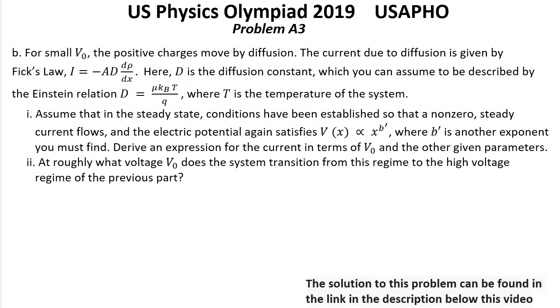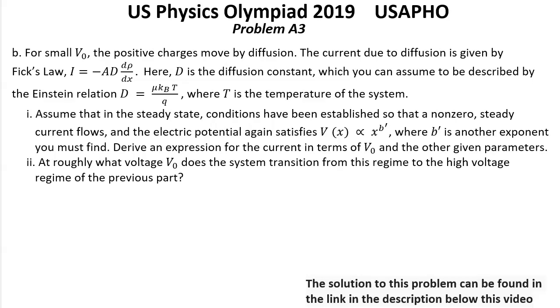Part B. For small V0, the positive charges move by diffusion. The current due to diffusion is given by Fick's law, I equals negative A D multiplied by d rho over dx, where D is the diffusion constant, which you can assume to be described by the Einstein relation D equals mu kB T over q, where T is the temperature of the system.